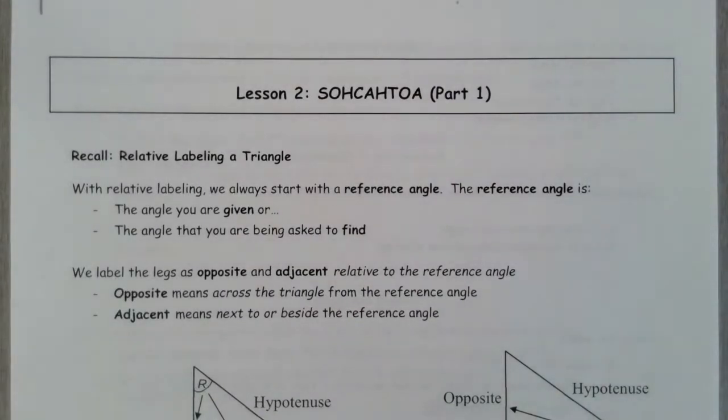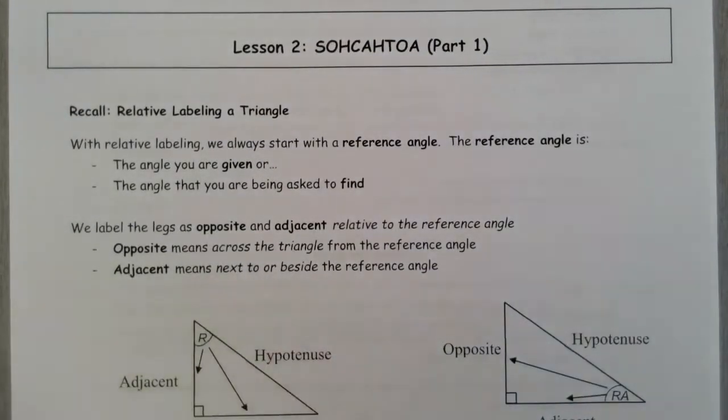And then what that allows us to do is label the sides based on their position relative to the angle. Okay? So now the hypotenuse is the hypotenuse. It's going to be opposite the 90 degree. Not going to change that. That's the way that's defined.